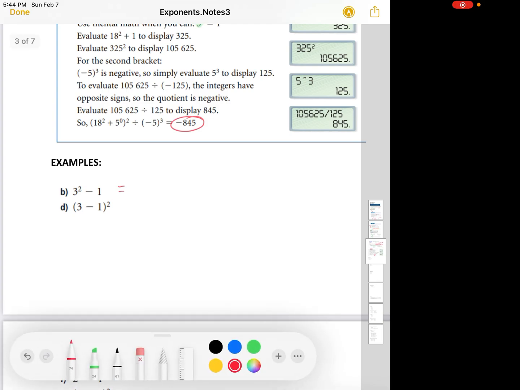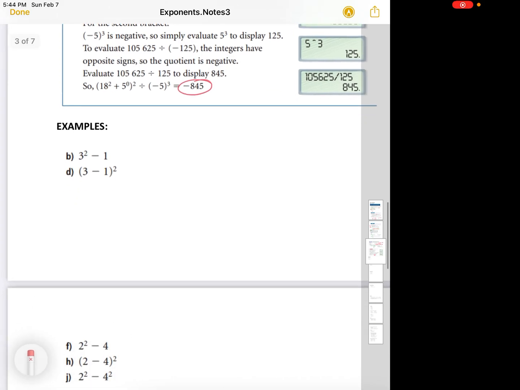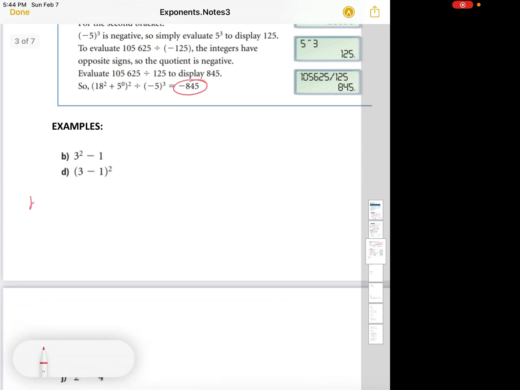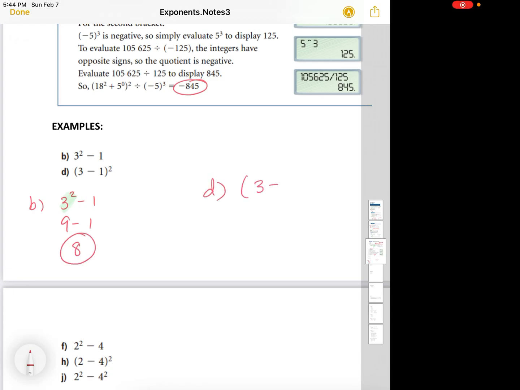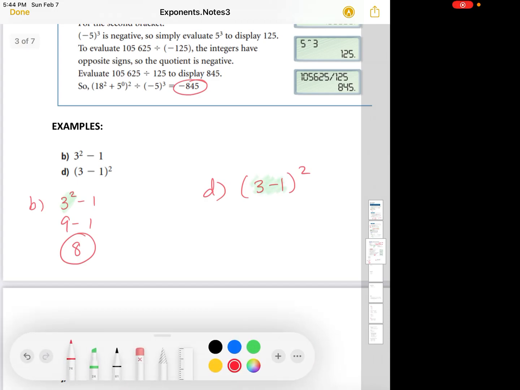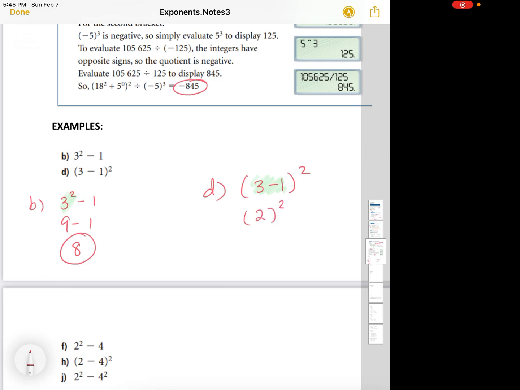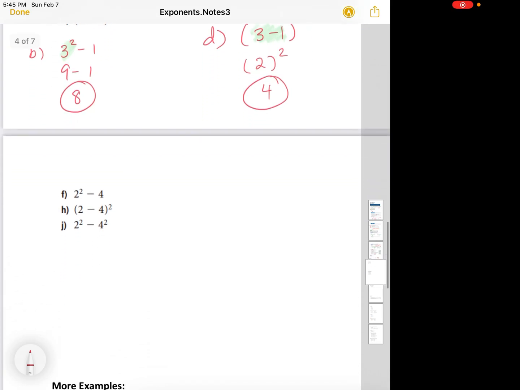Again, we're going to follow our rules. So I'm going to write this out. They're pretty straightforward. 3 squared minus 1. I'm obviously going to do the exponent first, which is 9 minus 1 gives me an answer of 8. D, 3 minus 1 squared, same digits, same numbers, different order of operations because it's set up differently. I have to do this part first. 3 minus 1 is 2. 2 squared equals 4.